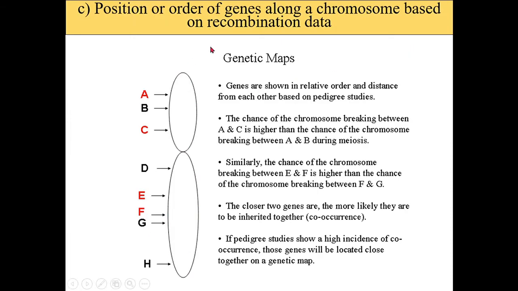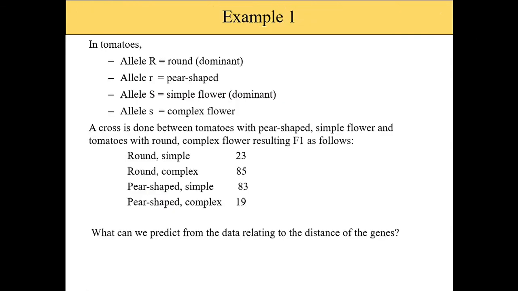So this diagram here shows how genes are mapped on a chromosome based on recombination data. So here, let's say gene A is here and there is B. As you can see, the distance is quite close to each other. So that means the crossing over value is also smaller. And here, if you compare with H, H is the furthest. So the crossing over would be bigger.